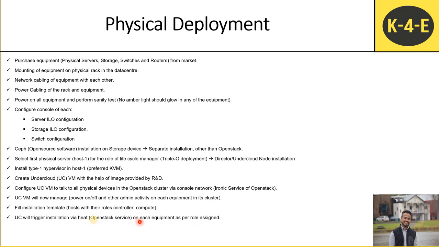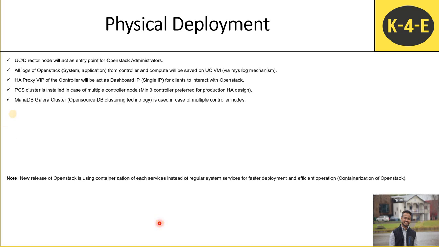So it acts as a bridge. It provides you a route where OpenStack, your undercloud, can talk to your overcloud. All the communication between undercloud and overcloud is done via Heat stack. So Heat is basically a stack. Now after that I mentioned that the UC node or director node will act as an entry point for the OpenStack administrator. So from a day-to-day point of view, it is going to act as a single point.